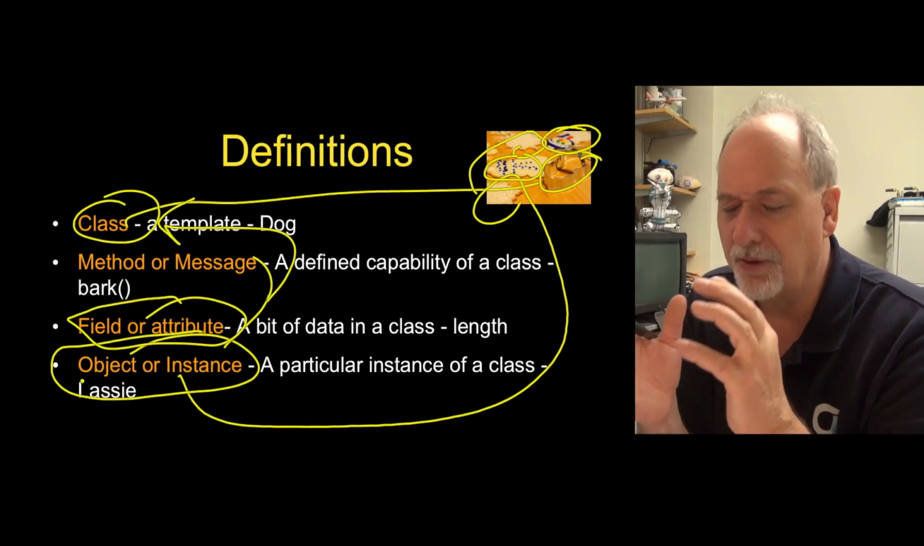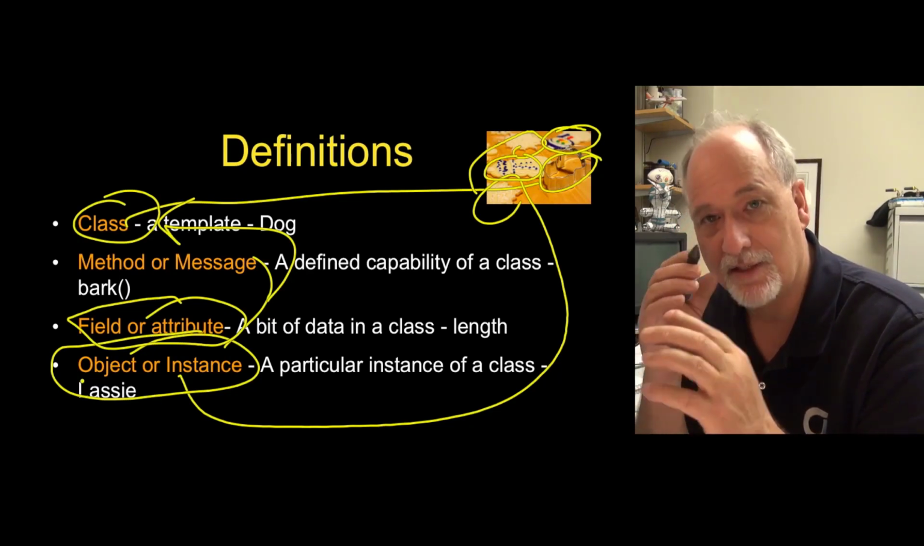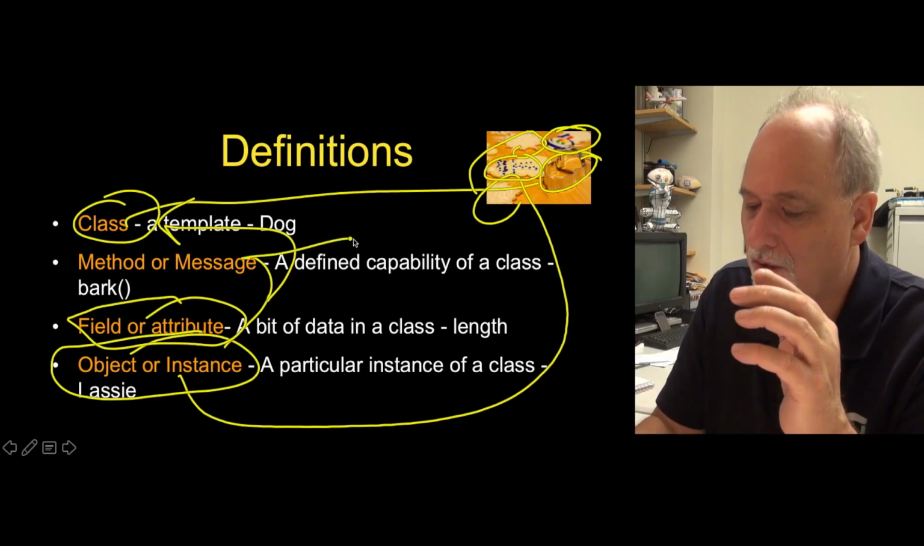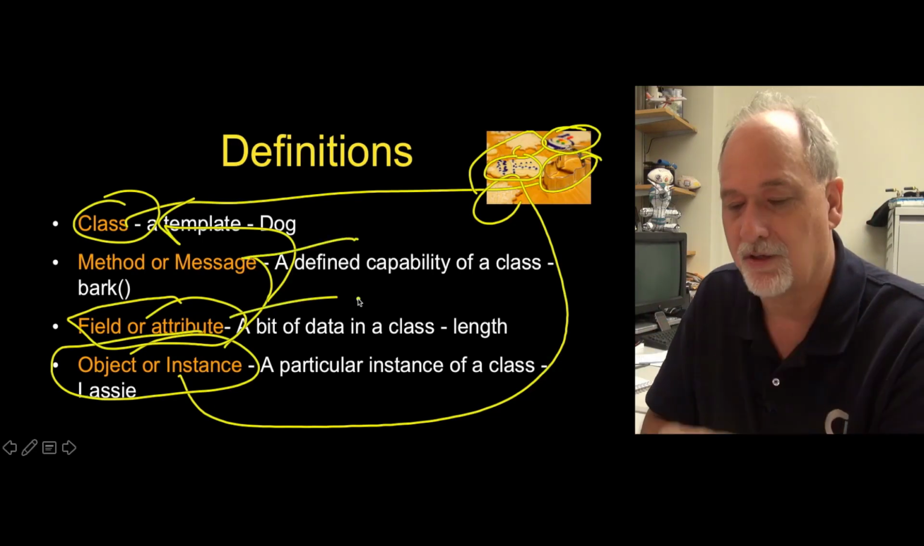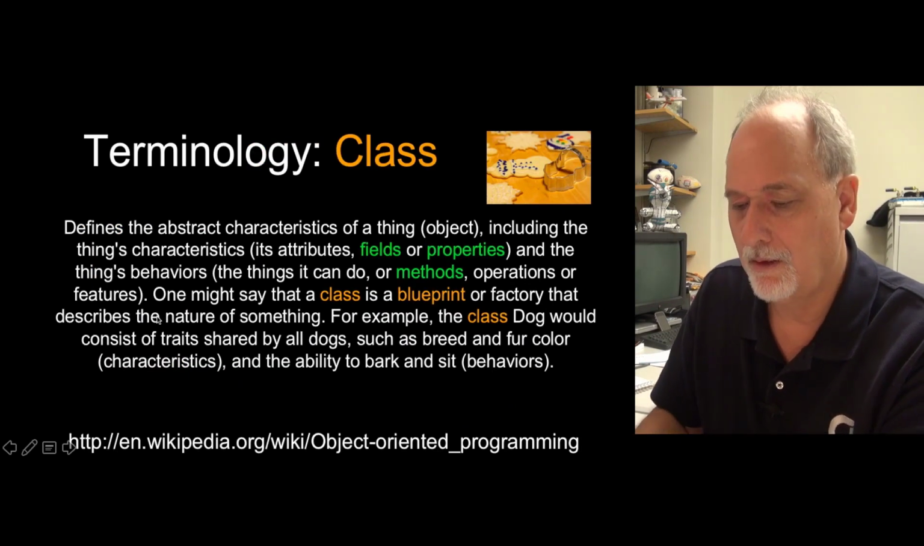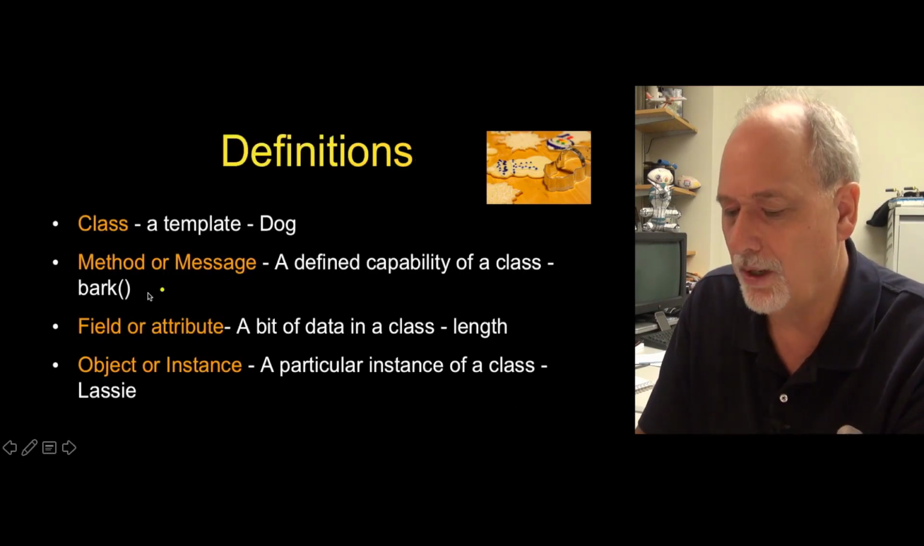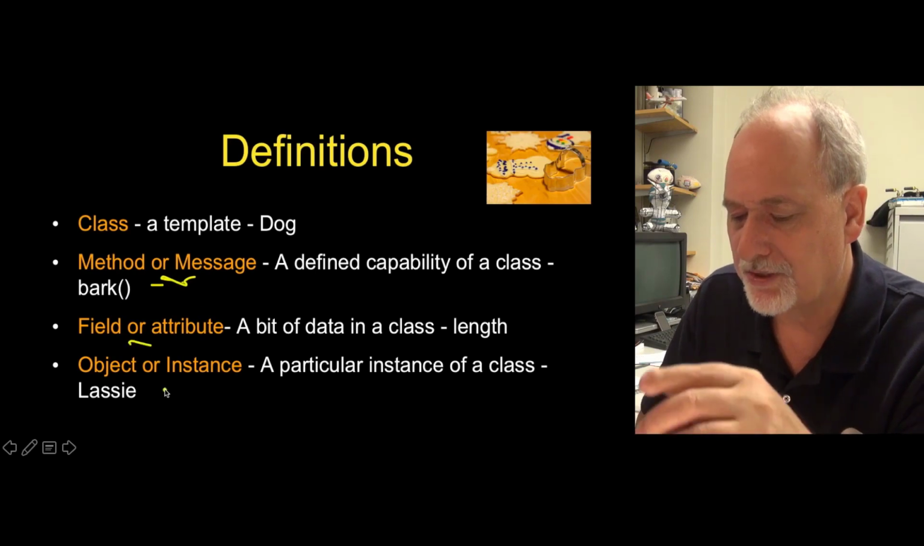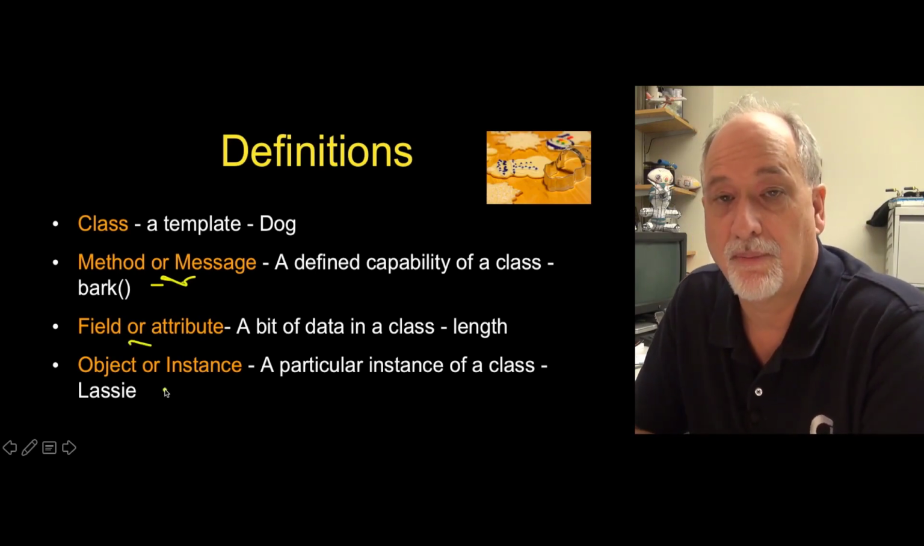But if you're saying, I'm going to build this capability, and it's going to have data inside of it and code inside of it, the code is the method or message, and the data is the field or attribute. And there are just two different sets of terminology.